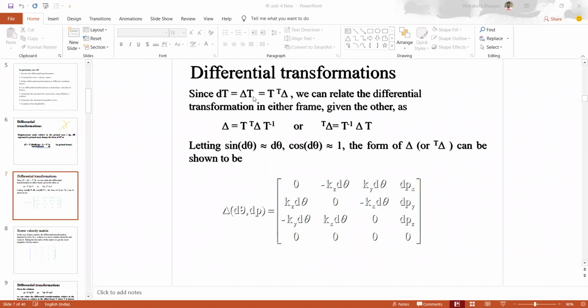This one is the differential transformation. Here, for the differential transformation, you can write the given relation: delta is equal to T into delta T into T inverse, or you can write delta T is equal to T inverse into delta. Here we can relate the differential transformation relative to the base frame or relative to the offset frame T.